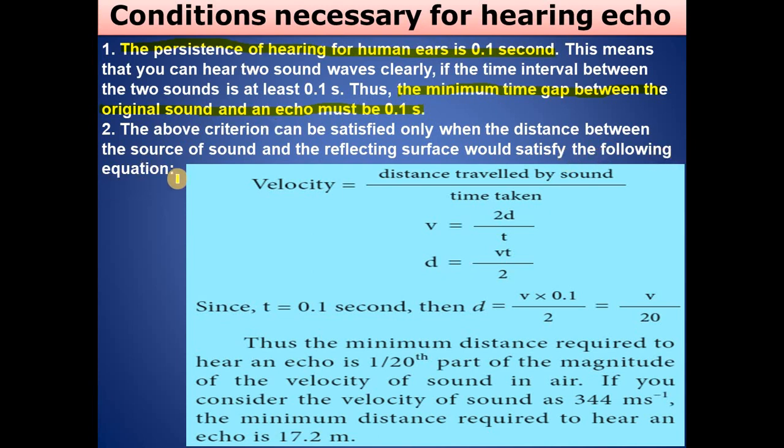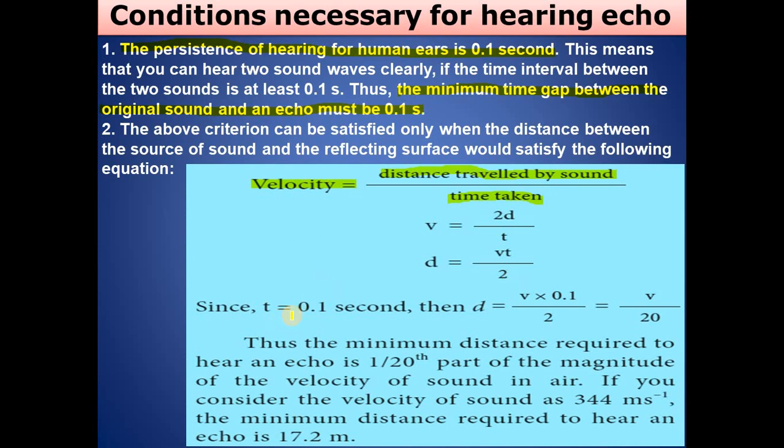So what is the formula for velocity? Velocity is equal to the distance traveled by sound divided by the time taken. This is an important formula. So the formula is V equals 2d divided by t. Rearrange this equation: the t term goes to the left-hand side, so it moves to the numerator side, and the number 2 goes to the denominator. So d equals vt divided by 2.